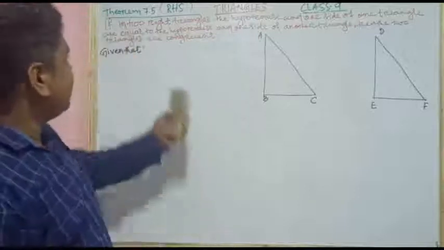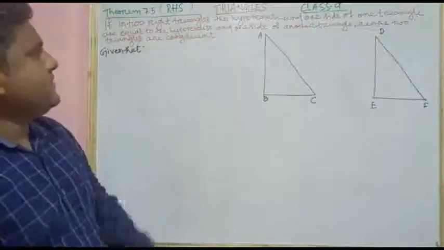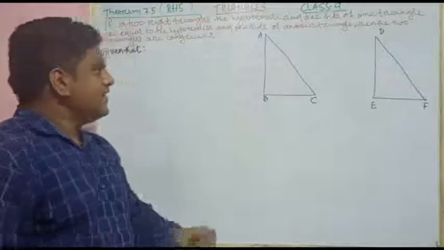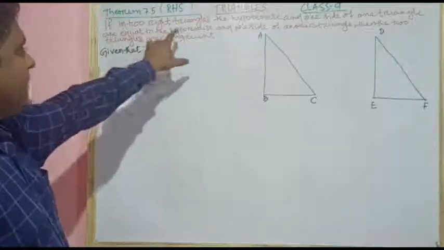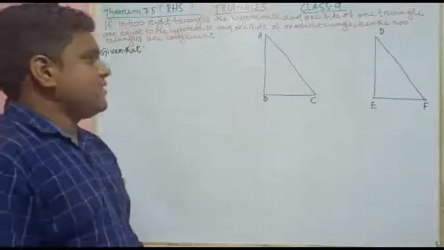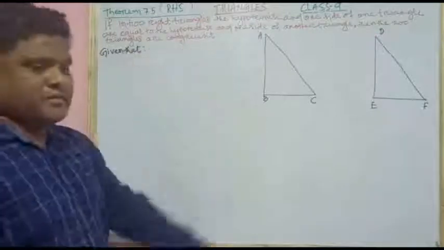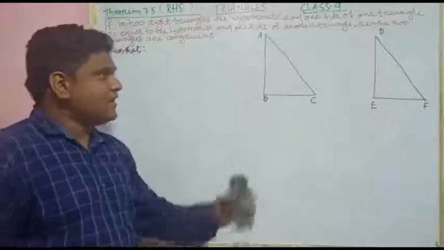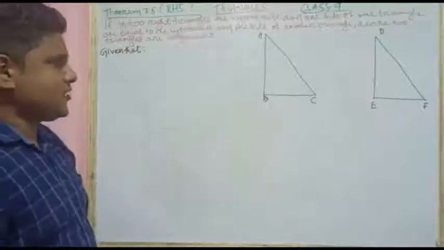Today we will take theorem 7.5 of triangles, class 9. It is: if in two right triangles the hypotenuse and one side of one triangle are equal to the hypotenuse and one side of the other triangle, then the two triangles are congruent.